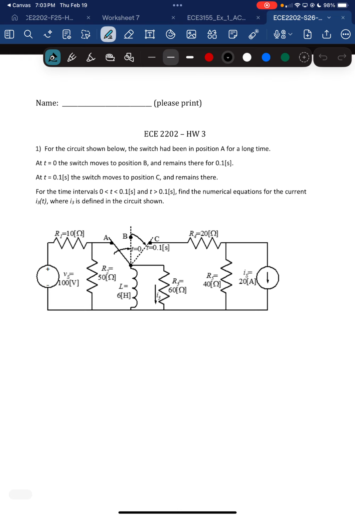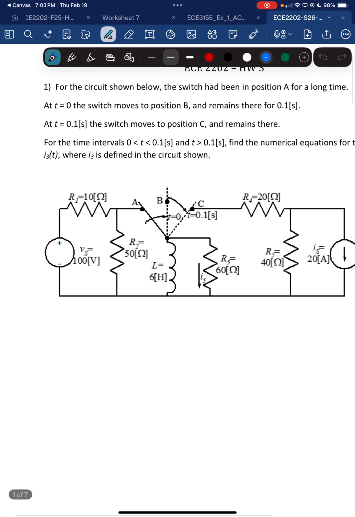Number one, right? We are given a circuit and it has multiple switching events. So that is the catch. That's the trick with this problem: you have a switch that goes from position A to B at t equals 0, and then from B to C at t equals 0.1. That means we're going to need two separate equations for IL, because we're working with an inductor. As a result, we're looking for the current through it.